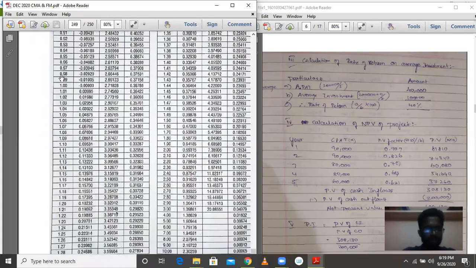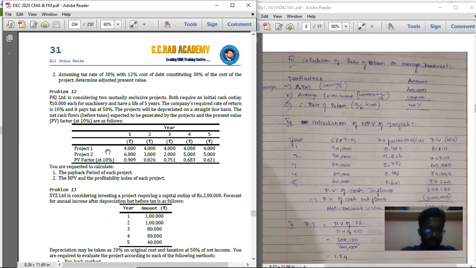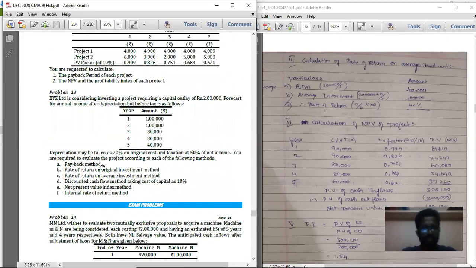See, come to page number 204 itself. Problem number 13, point D, discounted cash flow method, taking cost of capital as 10%. So the present value factor should be analyzed using 10% values. That is cost of capital as 10% they have given. So present value factor should be taken at the rate of 10%.